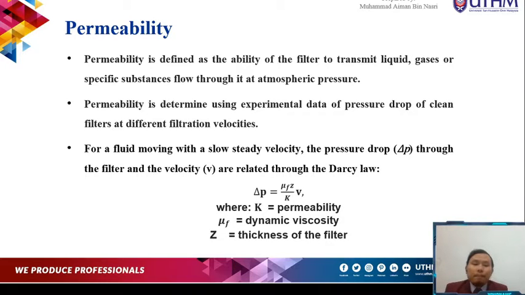Permeability. Permeability is defined as the ability of the filter to transmit liquid or gases or specific substance flow through it at atmospheric pressure. The permeability is determined using experimental data of pressure drop of clean filters at different filtration velocities. For a fluid moving with a slow steady velocity, the pressure drop through the filter and the velocity are related through the Darcy law.